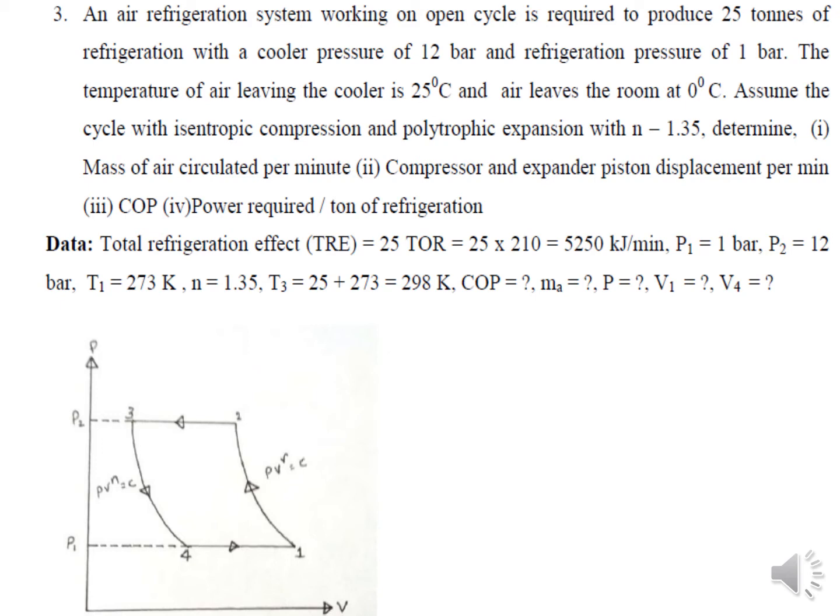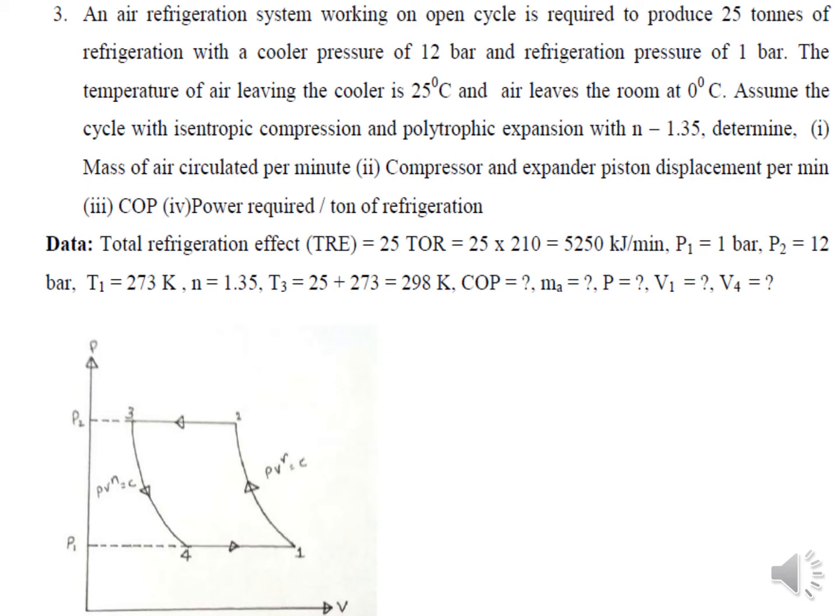An air refrigeration system working on an open cycle is required to produce 25 tons of refrigeration with a cooler pressure of 12 bar and refrigeration pressure of 1 bar. This is 12 bar and this is 1 bar. So refrigeration capacity is 25 tons. The temperature of air leaving the cooler is 25 degrees Celsius and air leaves the room at 0 degrees Celsius.